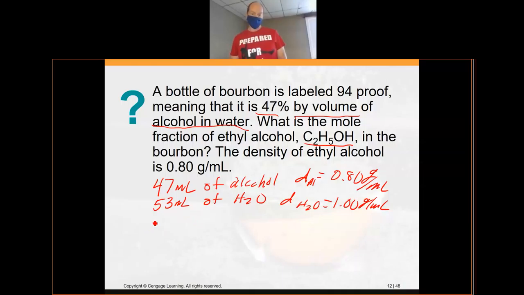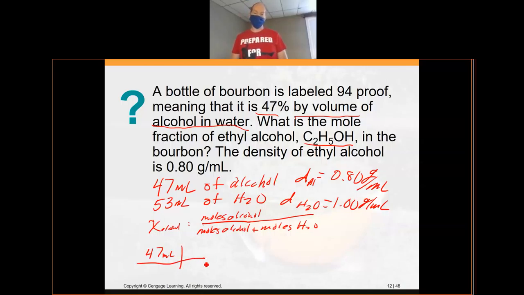So we need the mole fraction of the alcohol. In order to do this, we have to find the moles of the alcohol and divide by the moles of the alcohol plus the moles of water. All right, and so we have the 47 milliliters, and they give us the density, which is 0.80 grams per milliliter. And so now we have the mass of the alcohol. We have to convert that to moles. They give us the formula. So that is 24.02, this is 6.06, and this is 16. You add up the molar mass: 46.08.